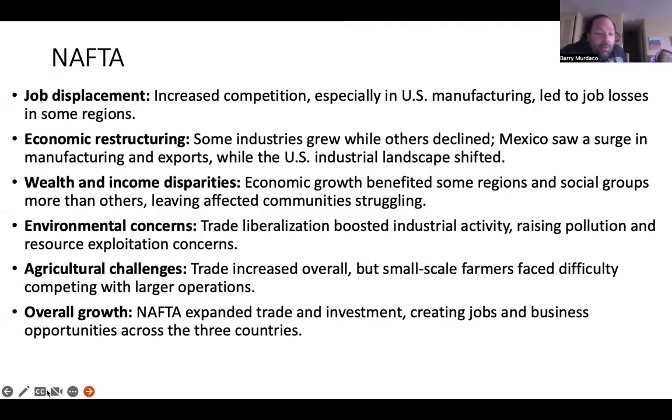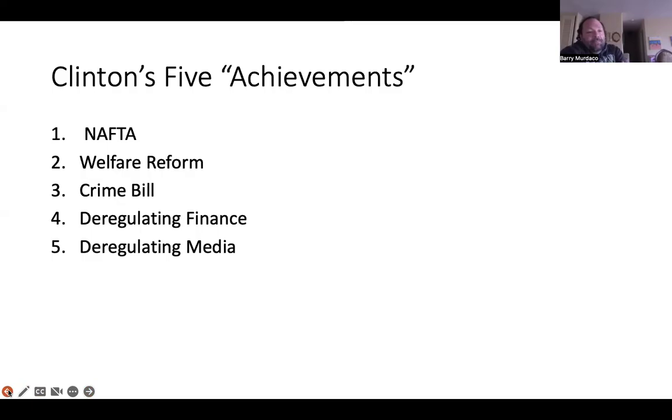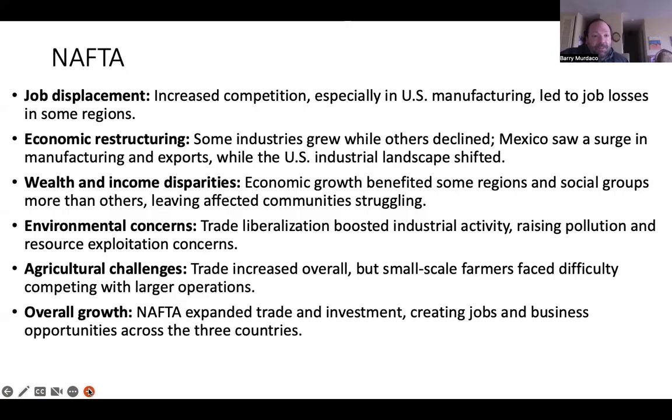But policy-wise, what are basically the five biggest things that happened under Clinton? According to the historian Thomas Frank, they are NAFTA, welfare reform, the crime bill, deregulating finance, and deregulating media. So NAFTA, which is the North American Free Trade Agreement, led to significant job displacement here in the United States, many manufacturing jobs, which had already been going overseas. That pace accelerated, and it led to even more income inequality in the United States.